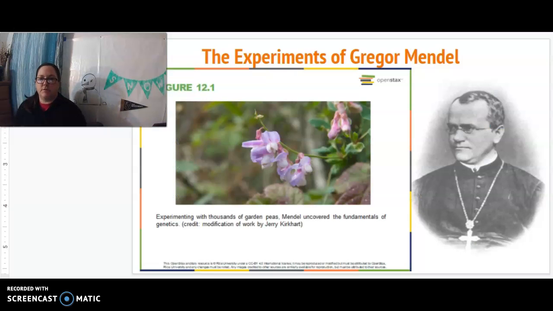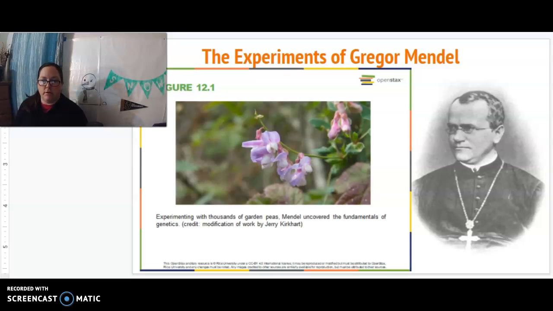The experiments of Gregor Mendel. So, inheritance is passed from generation to generation. Heredity is a delivery of characteristics from parent to offspring, and genetics is a scientific study of heredity. And it's the key to understanding what makes each organism unique.